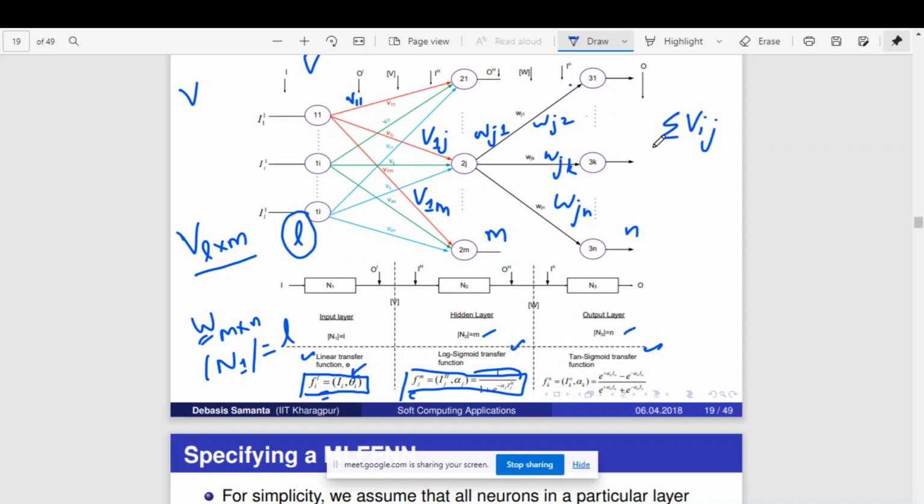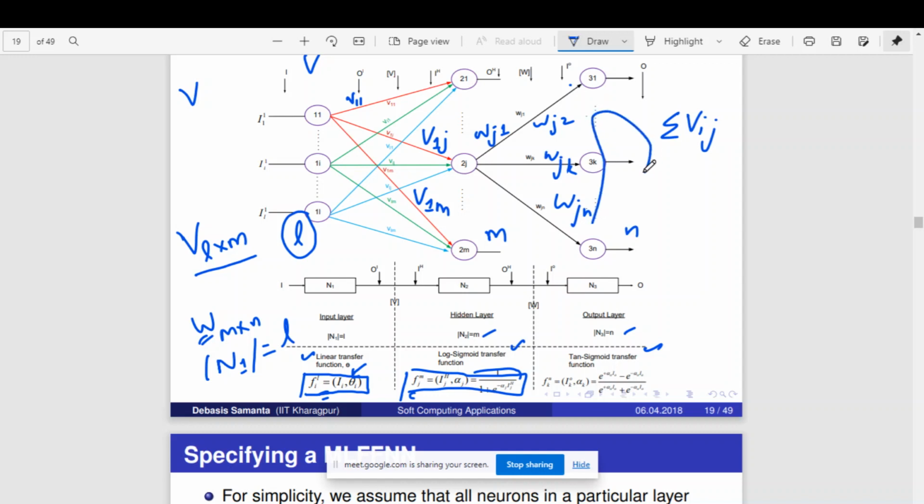This is just an assumption. Different neural networks will use different activation functions at different layers, but for our understanding we are taking this example. Let us assume that the input layer uses a linear function, the hidden layer uses a sigmoid function, and the output layer uses a tan sigmoid transfer function.